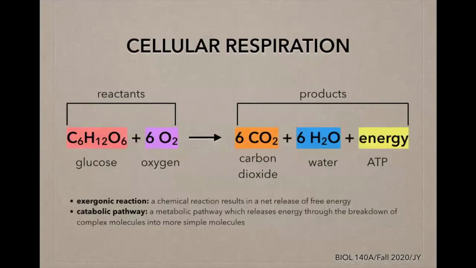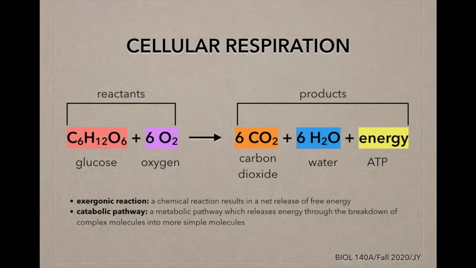Now, this is very similar to the previous reaction as it has particular reactants and it produces certain products. The reactants for cell respiration include 1 mole of glucose and 6 moles of oxygen, and these are required for the reaction. The products for cell respiration include 6 moles of carbon dioxide, 6 moles of water, and energy in the form of ATP.